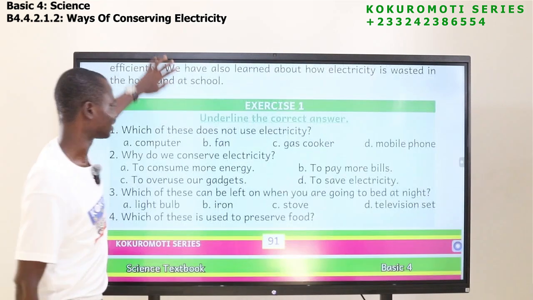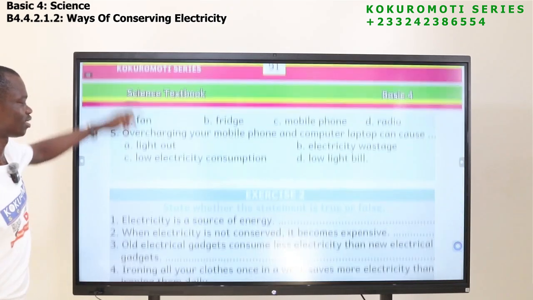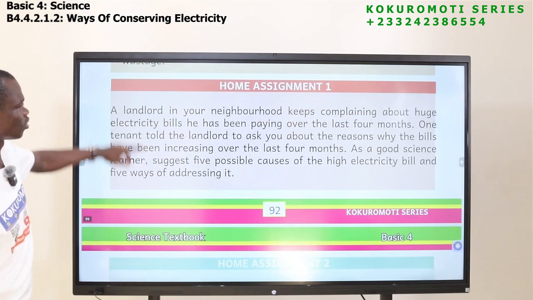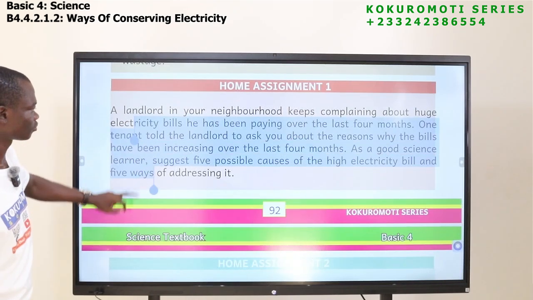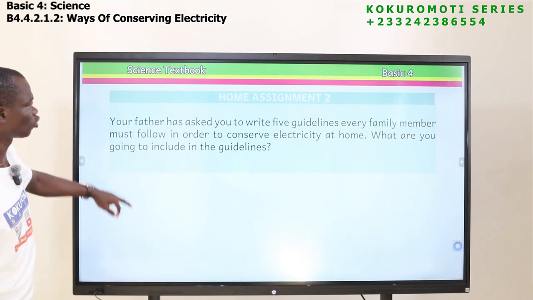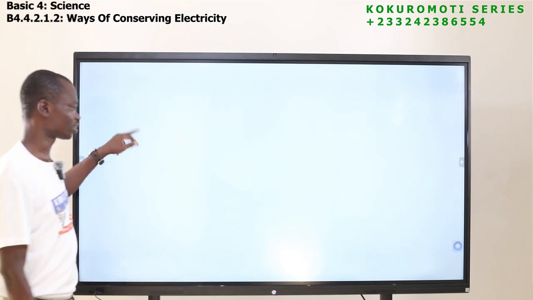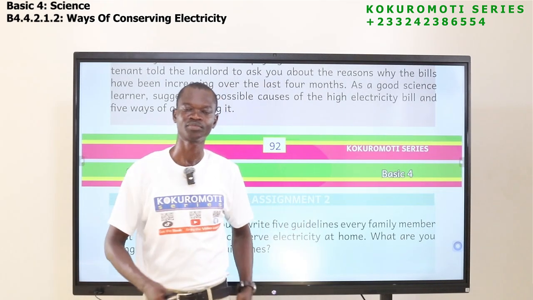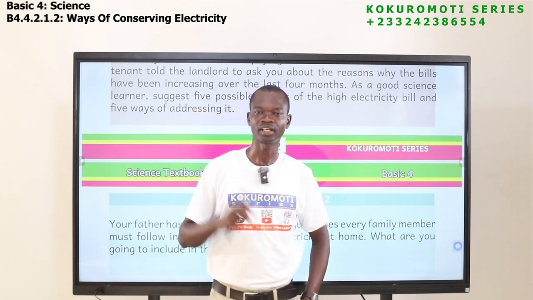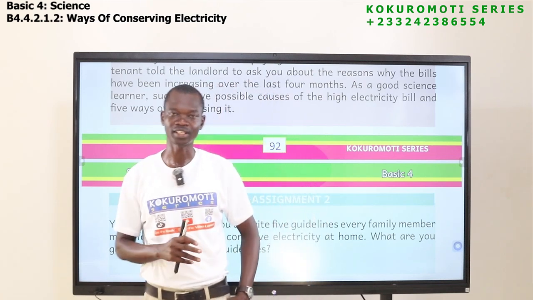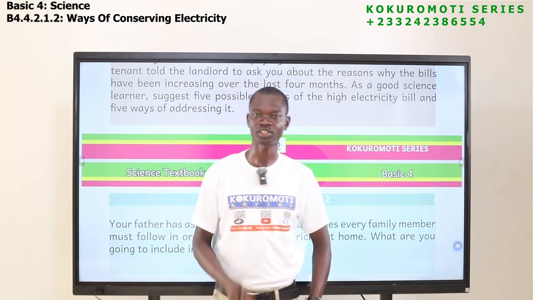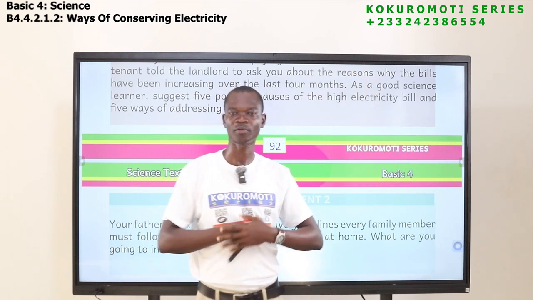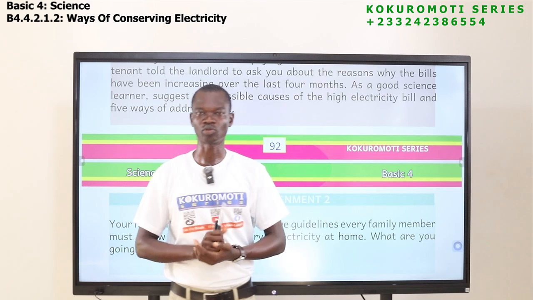Now let's look at the exercises. Exercise 1 is here. Exercise 2 is also here. Exercise 3, exercise 4. We have home assignment 1, home assignment 2. So this is the end of our lesson for today. Take your time, go through again, and I believe you understand everything. If you have questions, the number is here. WhatsApp the number with the question, and the team will attend to you.